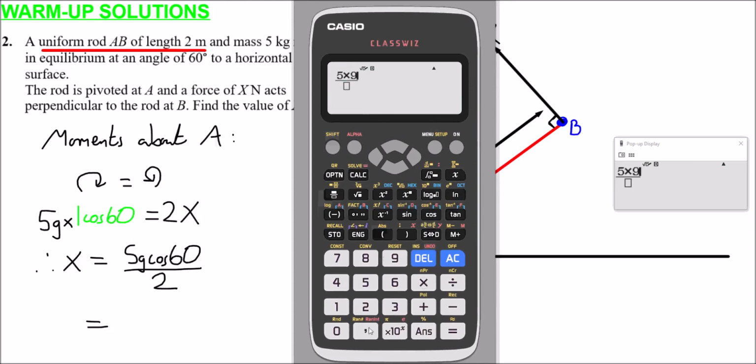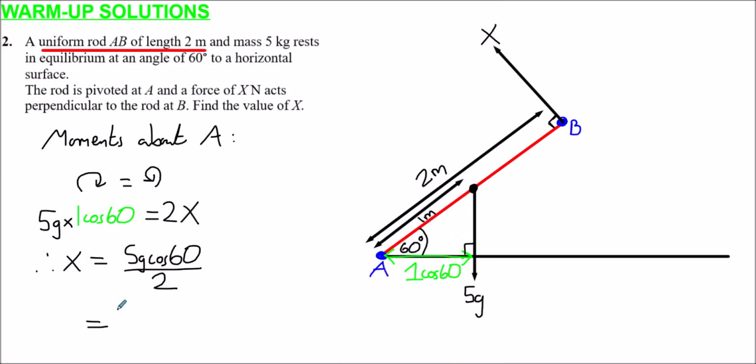5 times 9.8 multiplied by cosine of 60, and all of this divided by 2, get 49 over 4, which is 12.25, which if we want to, we can round that to 12.3 newtons. It wouldn't hurt too much to leave it as 12.25, I suppose, but give it to the magical 3 significant figures. You won't ever go too far wrong, unless a question says otherwise, of course.